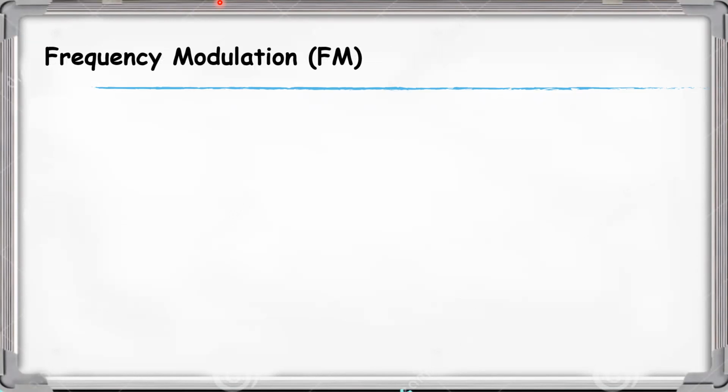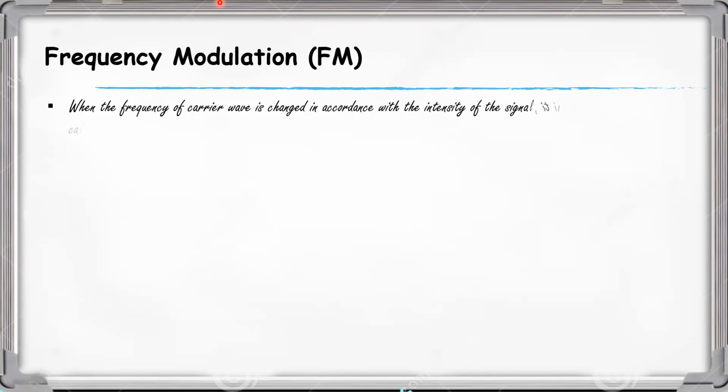Then we go to the next session, that is frequency modulation. We know that in frequency modulation, the frequency of the carrier wave is changed in accordance with the intensity of the signal. It is called frequency modulation.